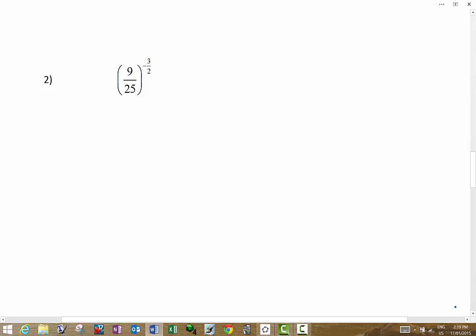Okay, in this second example, we have 9/25 to the power negative 3/2. Well, 9/25 is already a nice fraction. To the negative 3/2, let's deal with the negative power first. So all we've got to do is flip that upside down. So 9/25 to the negative 3/2 is the same as 25/9 to the plus 3 over 2.